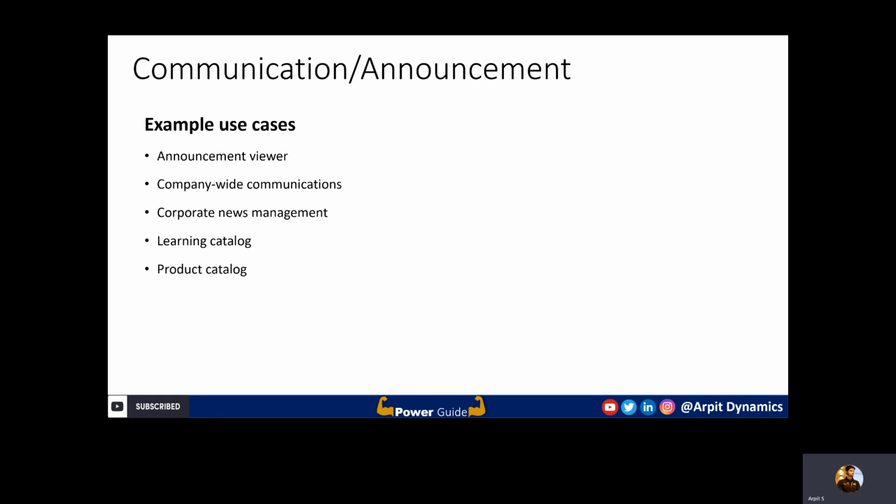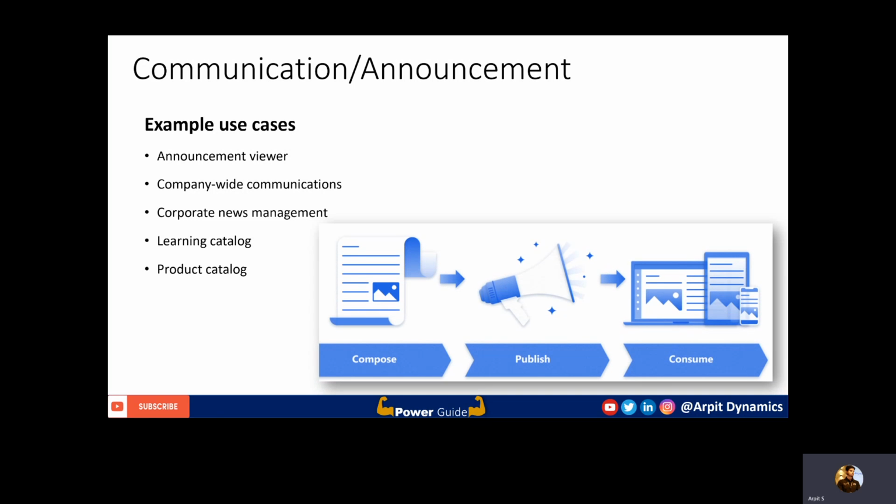The second is communication and announcement. If you have a requirement where you have to communicate something to your internal employees, you have to announce something. There are many requirements where, if you're working in an organization, HR needs to broadcast some kind of information related to company policies, news, learning catalogs or product catalogs. For these kinds of requirements, you can use the Power Apps, where something needs to be published to a larger audience.